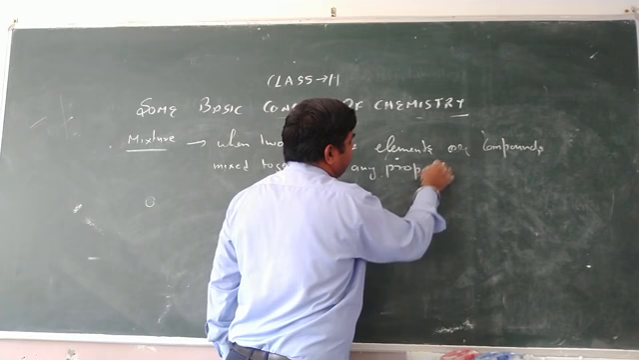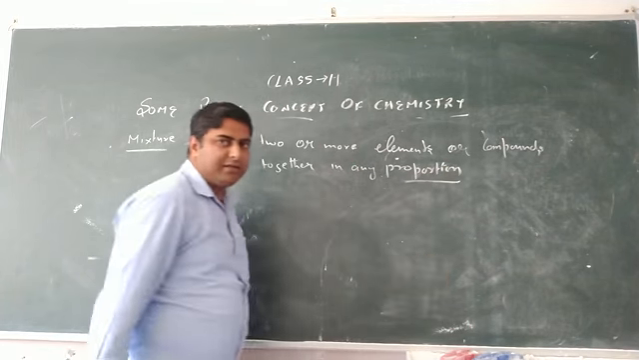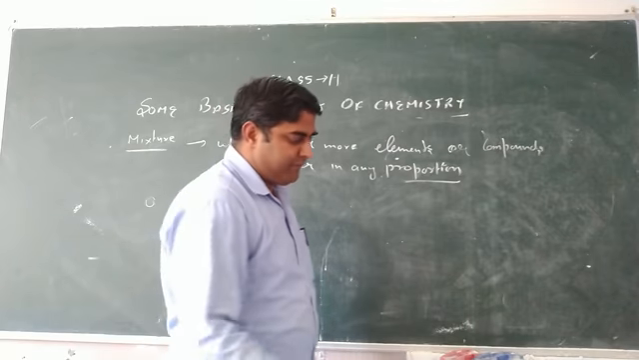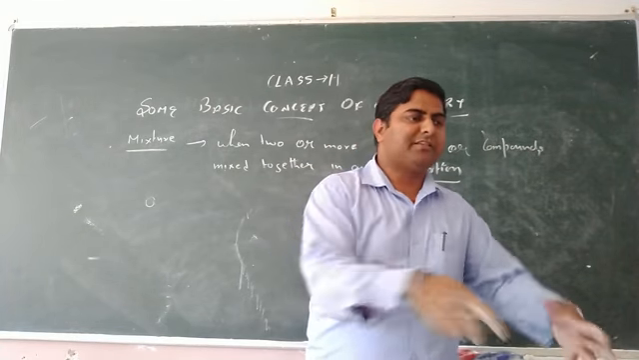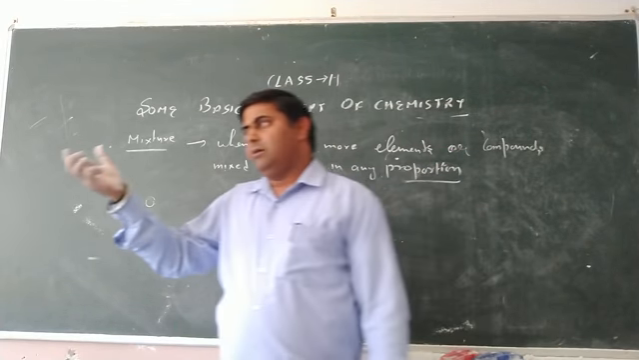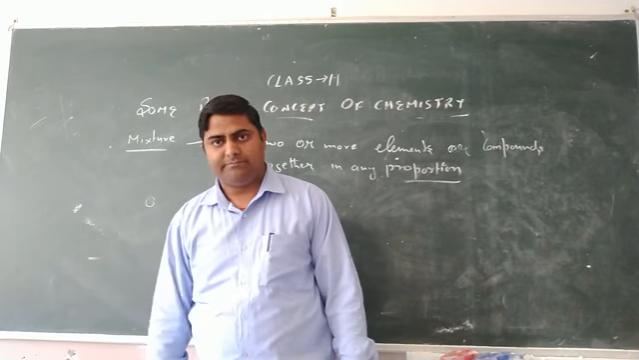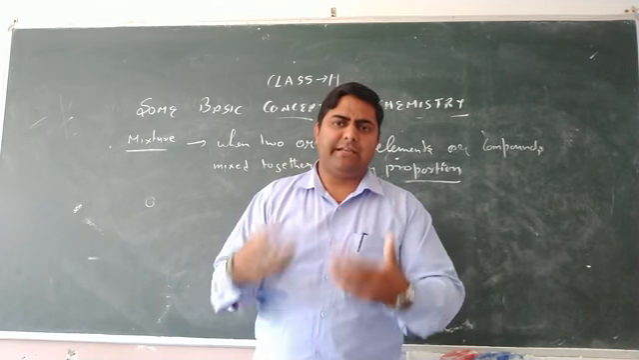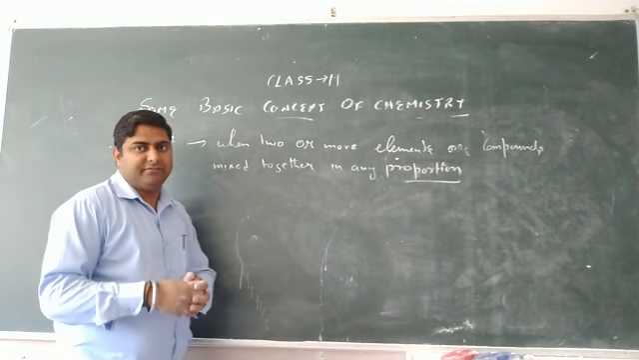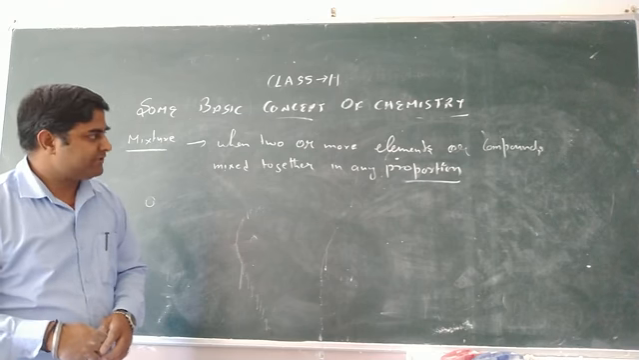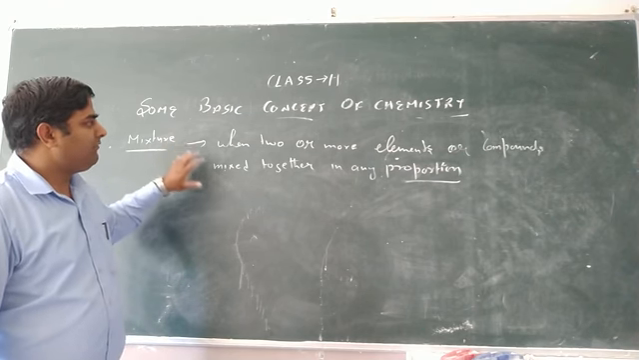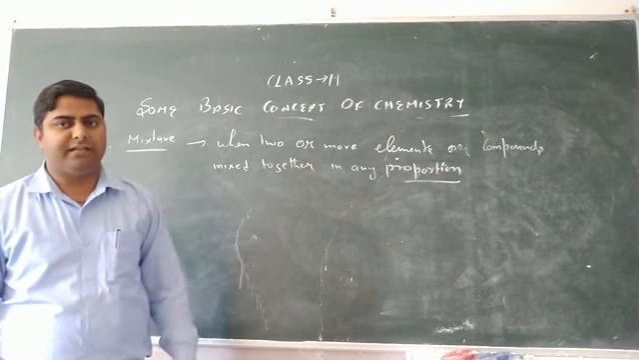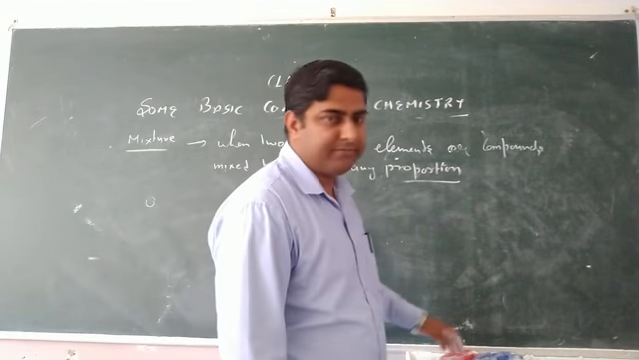They do not have a fixed proportion. They mix together in any proportion is called a mixture. For example, we take iron nails mixed with sand, or common salt mixed with sand, or common salt added to water. They are mixtures. You can increase or decrease the concentration according to your own preference. So we say mixtures are formed when two or more elements or compounds are mixed together in any proportion.